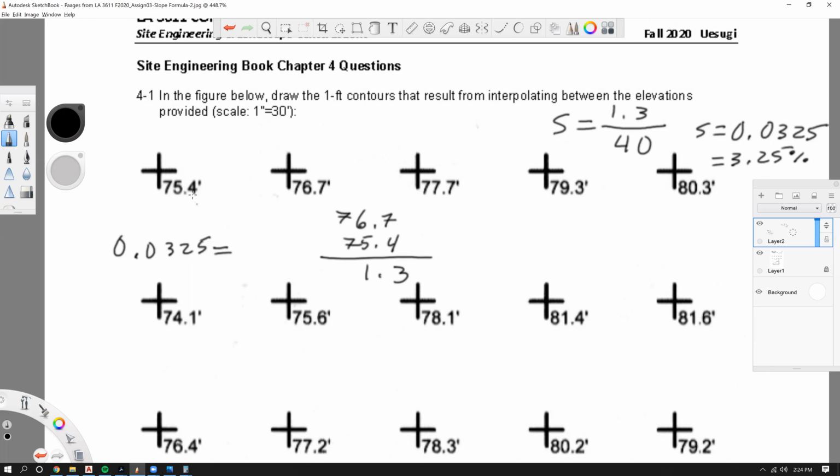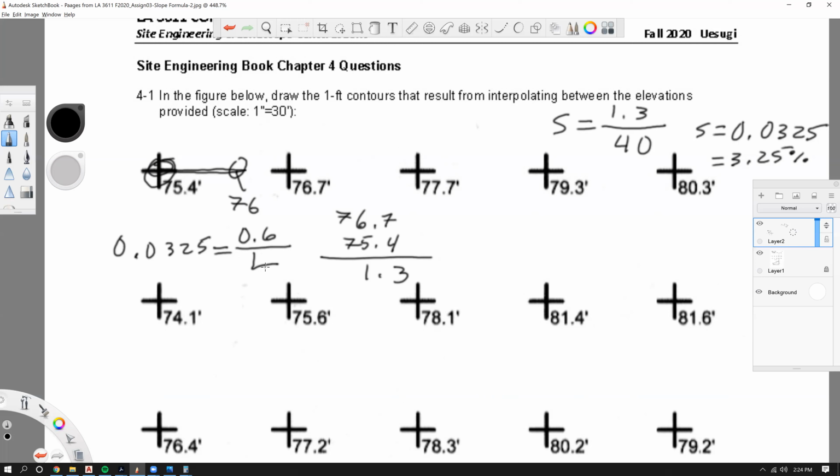We know the difference in elevation between a point that we have and the point that we want, which is 76. So 76 minus 75.4 equals 0.6. So our difference in elevation is 0.6. And now we want to know how far away this point is from this point. So we're solving for L.